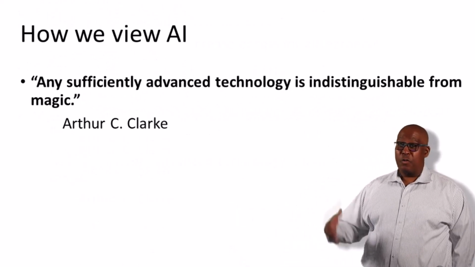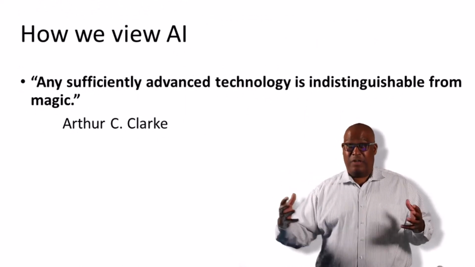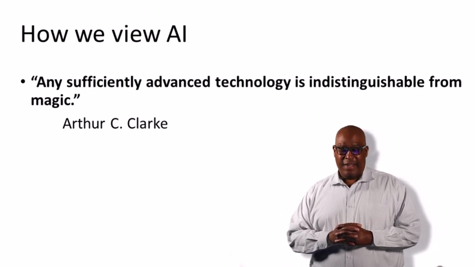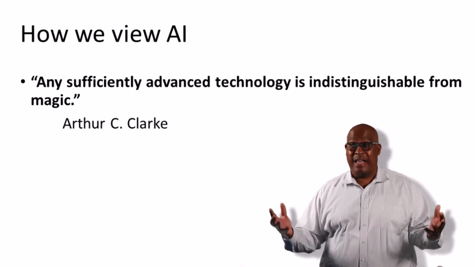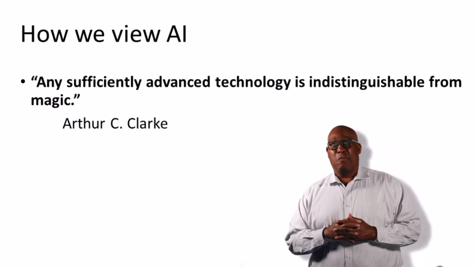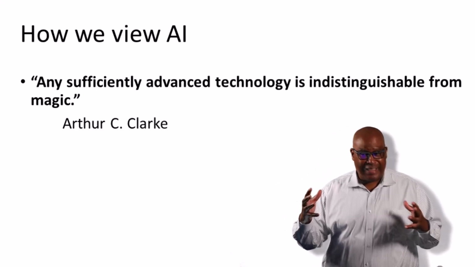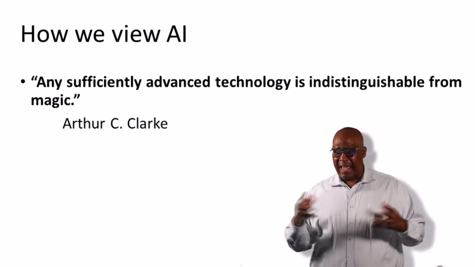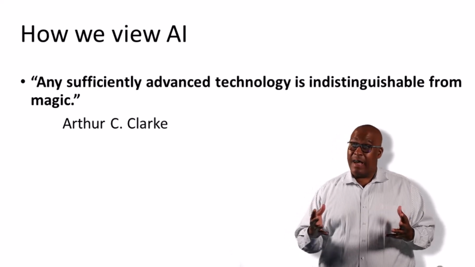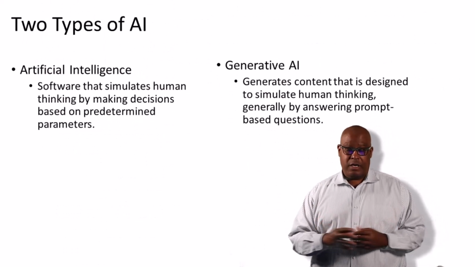So we're going to start with this quote by the science fiction author, Arthur C. Clarke, who says, "Any sufficiently advanced technology is indistinguishable from magic." And that's more a way of how we view technology than the actual technology. And as I said today, we're going to sort of demystify what AI is and what it does.